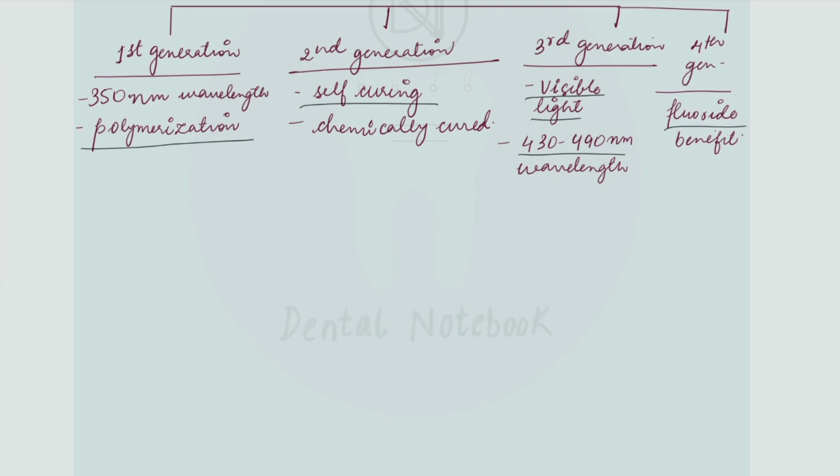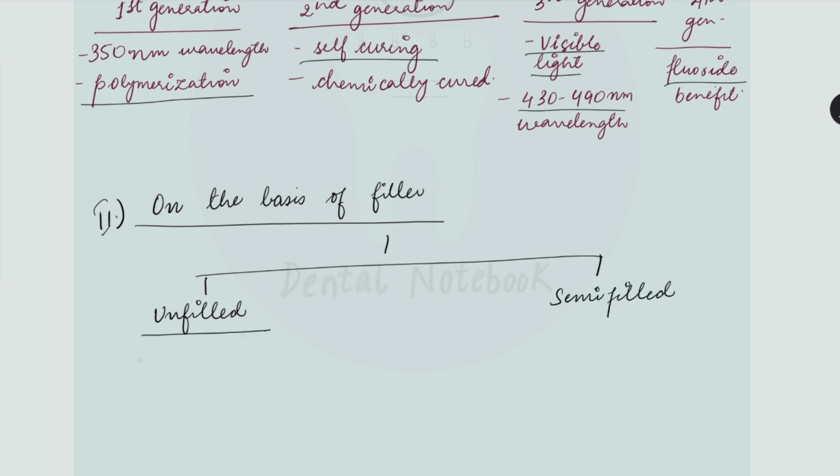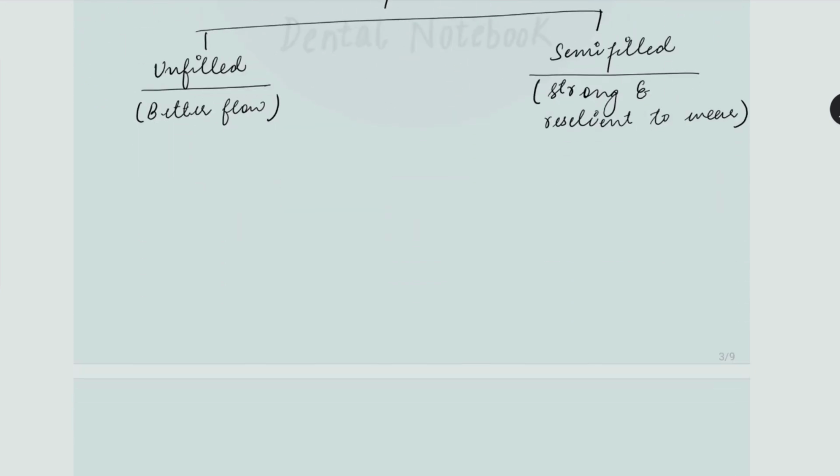Okay, now next, the second one is on the basis of filler. Here it is divided into two groups. First is unfilled, and second is semi-filled. Okay, now unfilled has a better flow, so it will easily go into your fissures and grooves, and this is strong and resilient to wear.